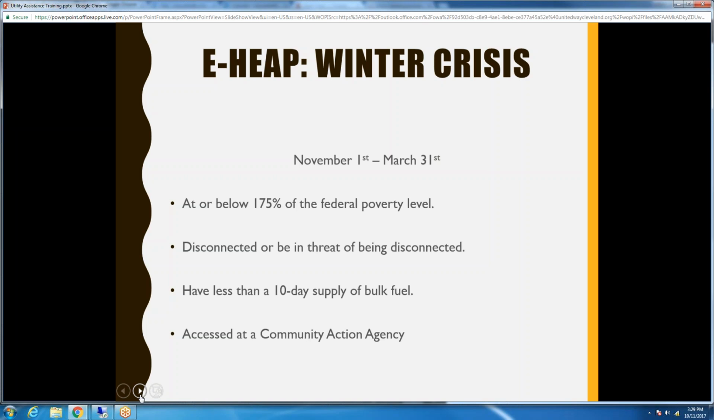And any PUCO regulated company customer who has a confirmed utility assistance appointment with a community action agency will have their disconnection suspended for at least past the date of their appointment. And appointment confirmation will be sent to the utility company within 24 hours. Callers can also call the utility company themselves to confirm that is going through as well if they're worried about it.